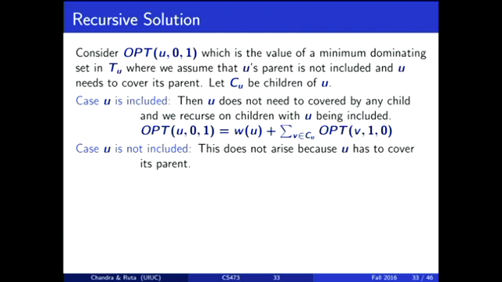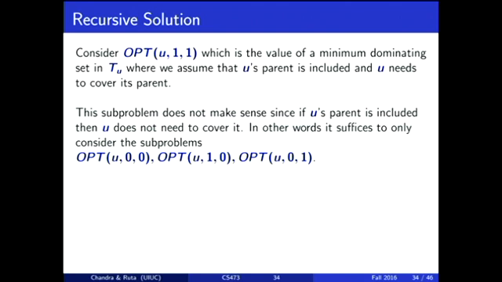Okay. Now there's a last case which is actually unnecessary. Opt U11. What does it mean? That I include myself and I am covering the parent, but it's kind of a redundant case, right? So let's recap. There are only three interesting cases, opt U00, U10, opt U01, right?